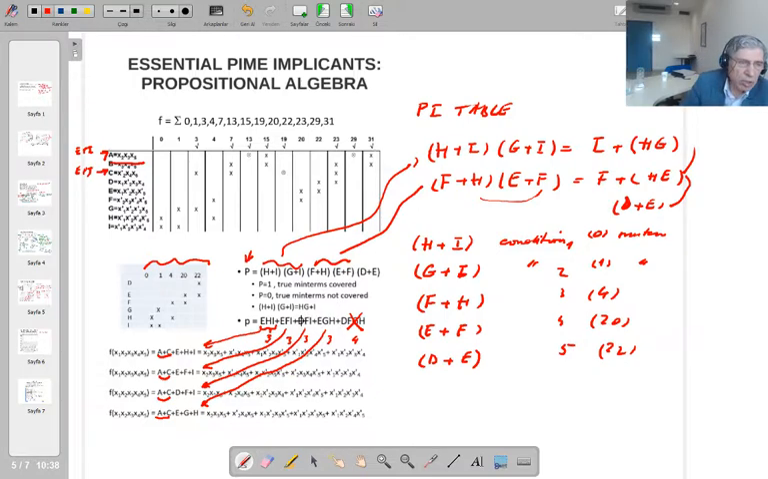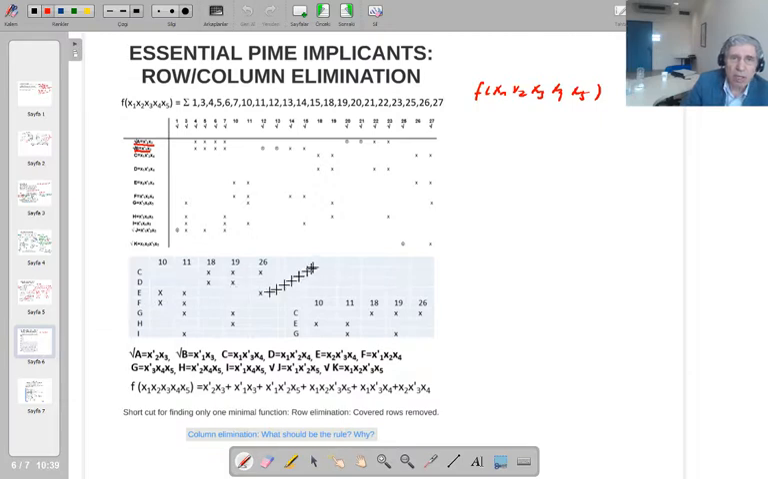The product which has the minimal number of variables in it gives me the minimal number of prime implicants that I am going to choose. Now this takes time, but you can do it in a computer, so there is no problem. But if you are doing it by hand, there is an alternative way of finding this resulting minimal function in a shorter time.